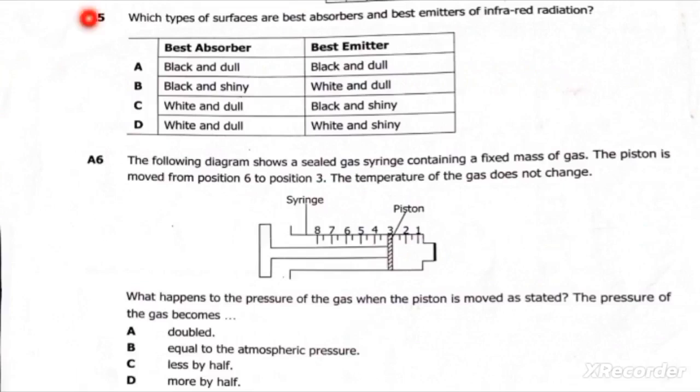Question A5 reads, which types of surfaces are best absorbers and best emitters of infrared radiation? A, best absorber, black and dull, best emitter, black and dull. B, best absorber, black and shiny, best emitter, white and dull. C, best absorber, white and dull, best emitter, black and white. D, best absorber, white and dull, best emitter, white and shiny.